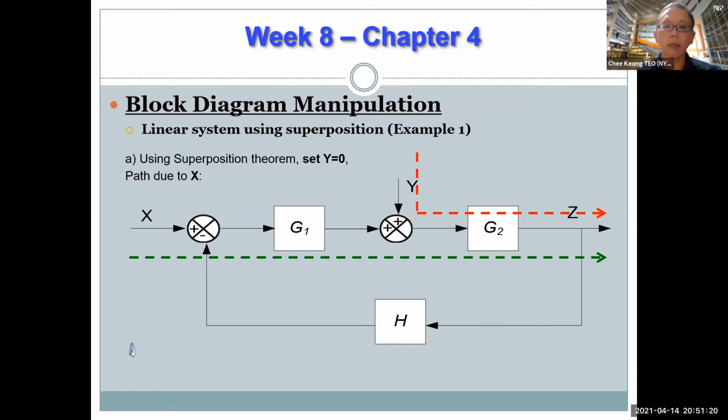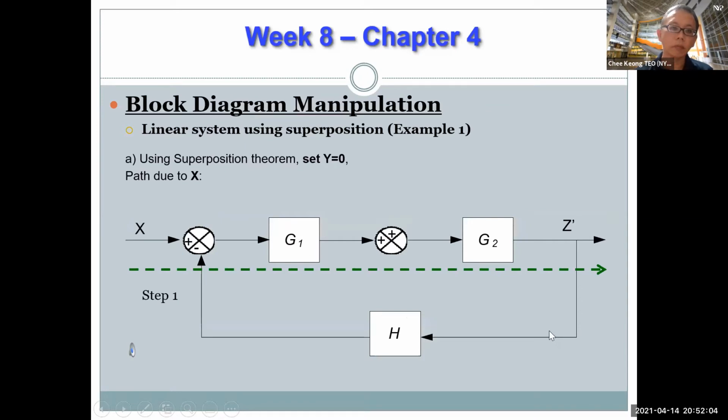Now, of course, the question describes it as a linear system, so that you can use superposition, meaning that the output is affected by the input independently, meaning that Z is affected by Y. But at the same time, it is also independently affected by X. So if you sum the effect of Y on Z and then the effect of X on Z, they can be summed directly. So therefore, we can use superposition theorem. Now, the first step of using superposition theorem, of course, we set Y equals 0 and consider only the path for X. And that's exactly the first step we're going to do.